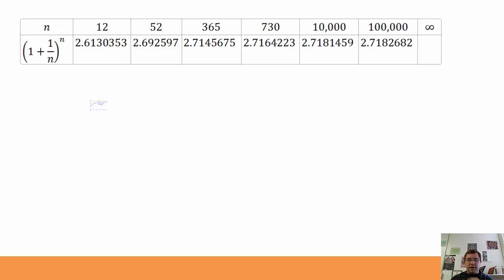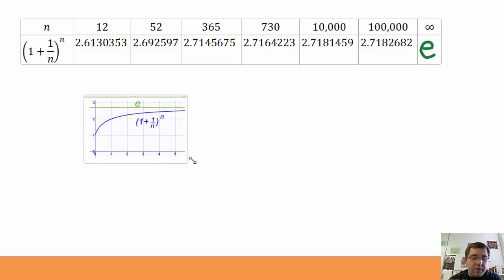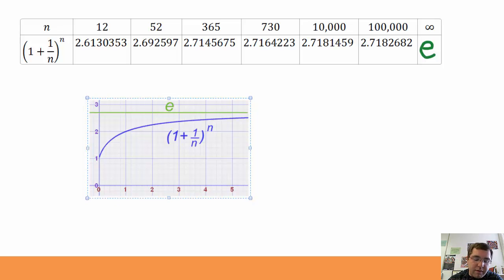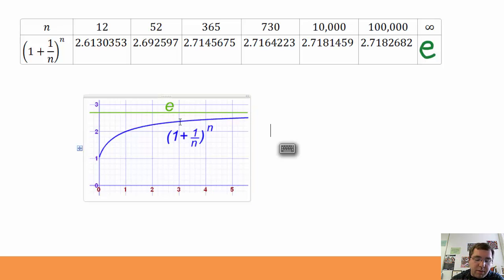So let's say, theoretically, I could compound my money an infinite number of times in a given year. How much would I have at the end of the year? That's the number e. e is that limiting value that (1 plus 1 over n) to the n power is approaching as n gets larger and larger and larger. So if I look at a graph of (1 plus 1 over n) to the n power, it levels off as n gets larger and larger. It approaches a certain value, an asymptote, you might say.